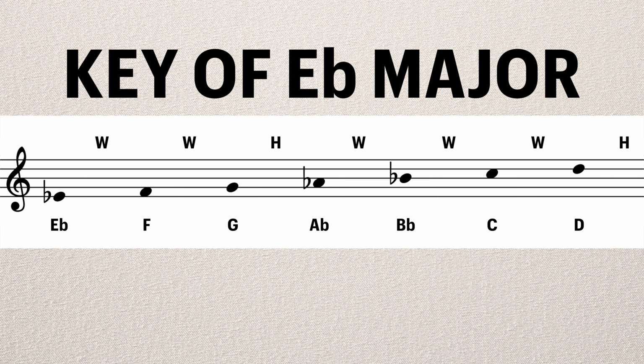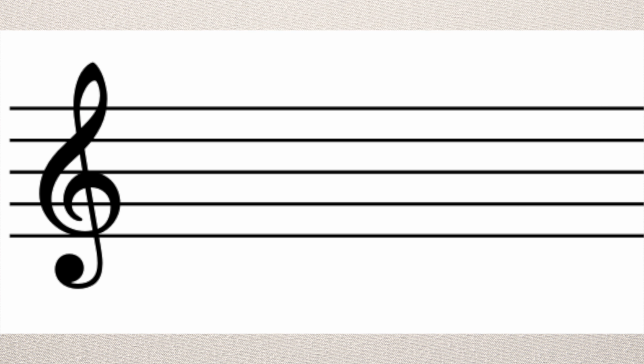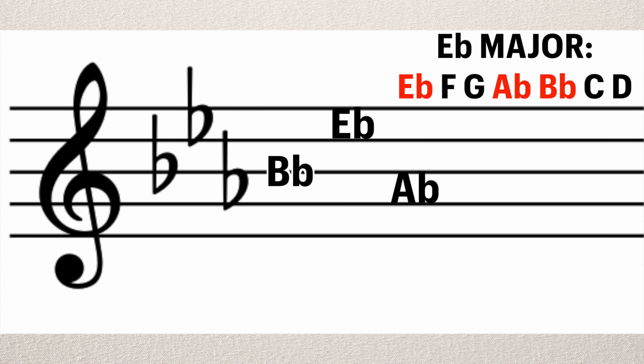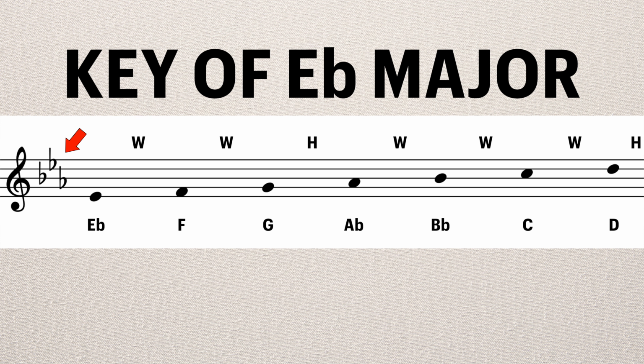So that makes a total of 3 flats in this key. So by the treble clef, we would put 3 flats, and to be specific, we would put them on the lines or spaces that correspond with the notes that are actually being affected by the flats. This is called a key signature. And once you have a key signature, you no longer have to put the accidentals next to the notes in the scale, unless you use a note that's outside of the scale.